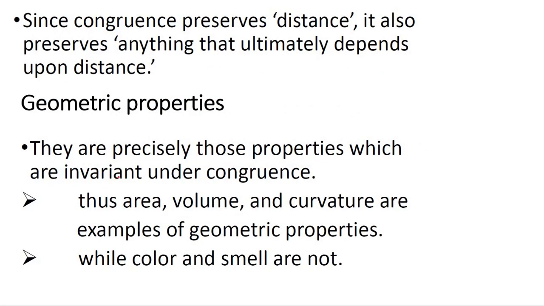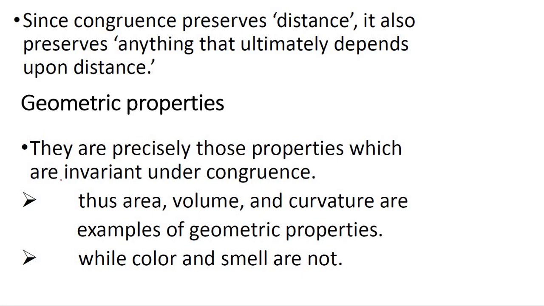So since congruence preserves distance, it also preserves anything that ultimately depends upon distance. So the geometrical properties are properties which are invariant under congruence or isometry. Thus area, volume and curvature are all examples of geometrical properties, while color and smell are not.